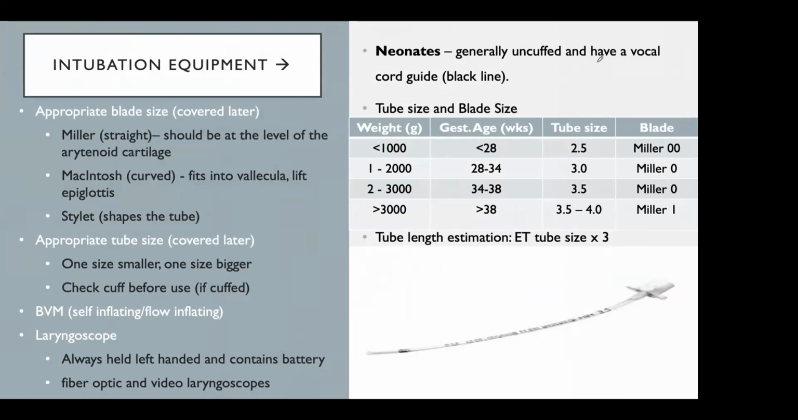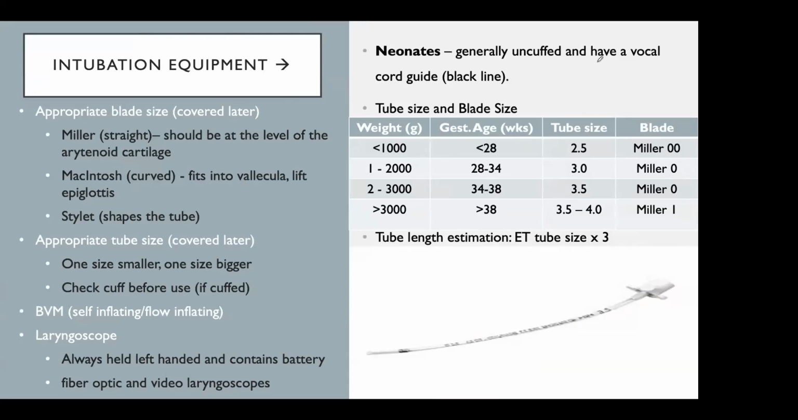So we'll look at the appropriate blade size, tube size, and so on. The appropriate blade size, well, we'll go over that in just a minute. We'll look at the Miller and McIntosh. The Miller should roughly, when we're doing our intubation, be at the level of the arytenoid cartilage. Essentially, it's going to pinch that epiglottis, get it up and out of the way, whereas the McIntosh is going to fit into the vallecular area and lift the epiglottis, I would say, secondarily.